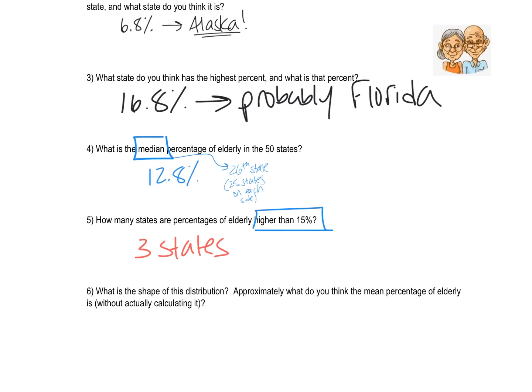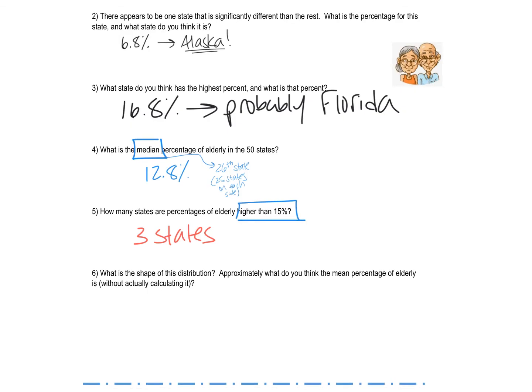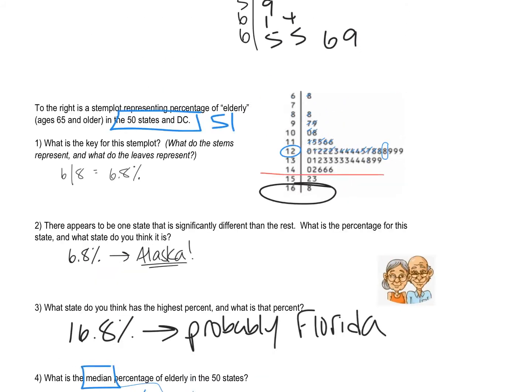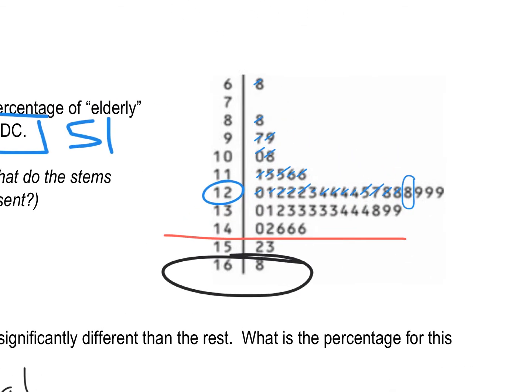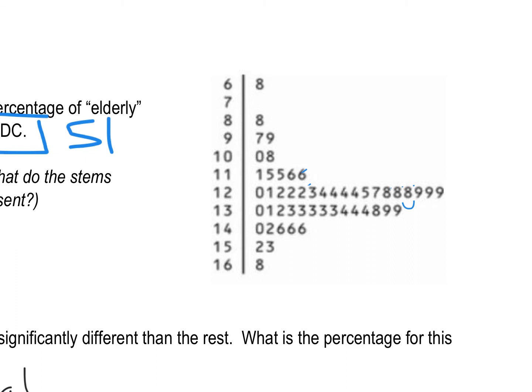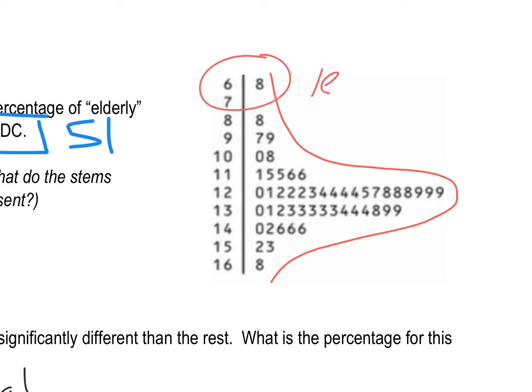What is the shape of this distribution? Approximately what do you think the mean is without actually calculating it? So again, think about what we know about shape. I can erase some of my scratch work here, just so this is a little bit easier to look at. If we were to turn this thing on its side, and make sure you turn it the correct direction, the 6 is going to be on the left, the 16 is going to be on the right, because the numbers have to go in order on the x-axis. I think this is, for the most part, symmetric. Maybe there's a little bit of a left skew, maybe slightly, but roughly symmetric.